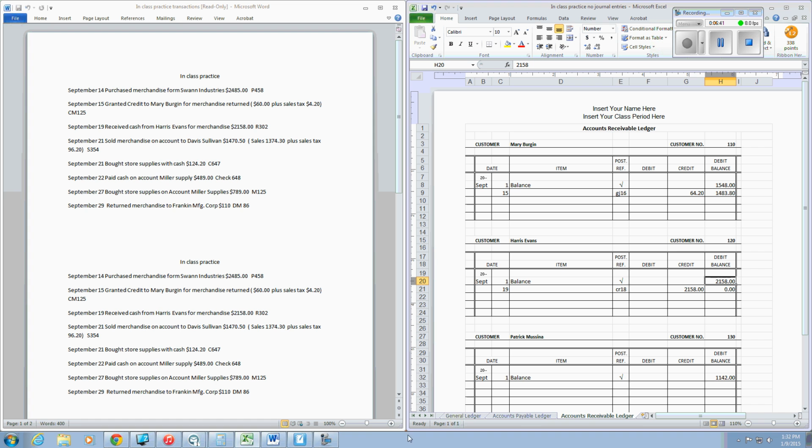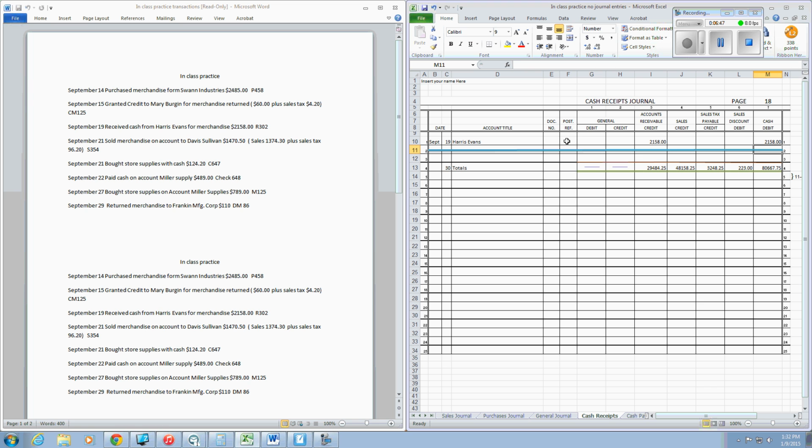So we take the 120 and put the 120 back in the post reference. Now we also forgot to put the document number, didn't we? So we've got to go back and find the document number. Over here is R302. So we've got to put R302 in there.